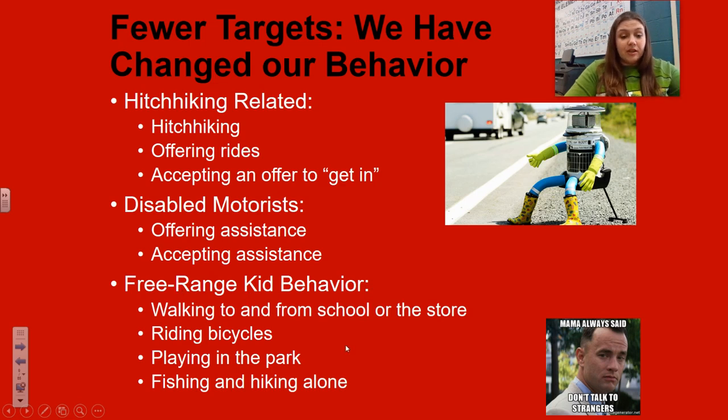Free range kid behavior, kids just going off, riding their bicycles, playing with their friends, we don't really let kids do that as much anymore. I don't know about your life, maybe your parents did, but where I live in suburbia, I don't let my kid go anywhere.